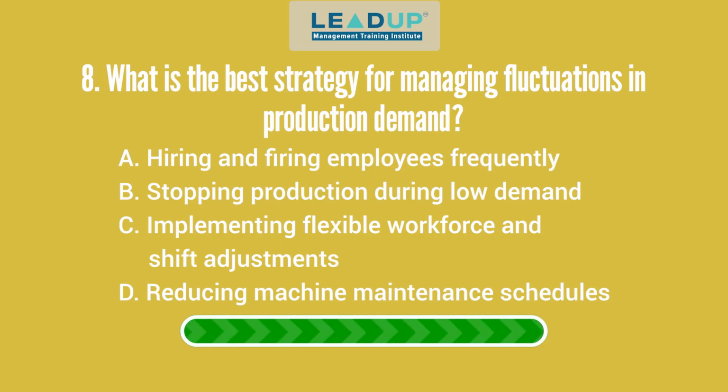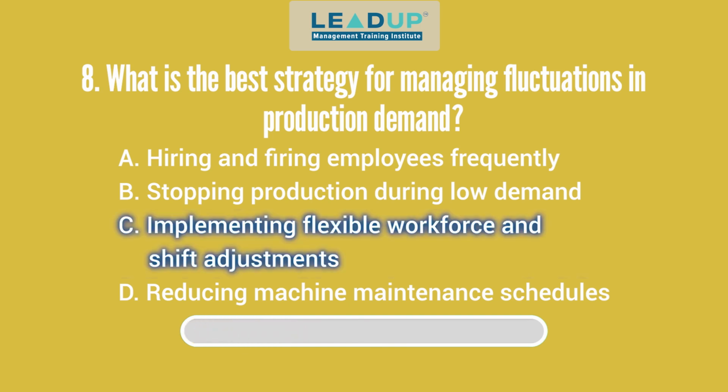Question 8. What is the best strategy for managing fluctuations in production demand? A. Hiring and firing employees frequently. B. Stopping production during low demand. C. Implementing flexible workforce and shift adjustments. And D. Reducing machine maintenance schedules. The answer is implementing flexible workforce and shift adjustments.